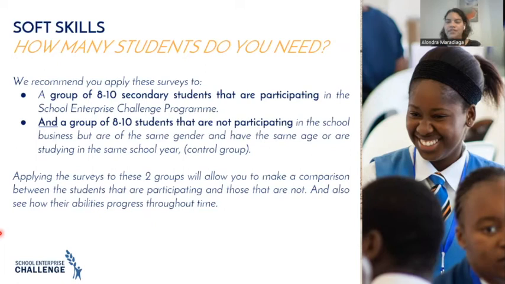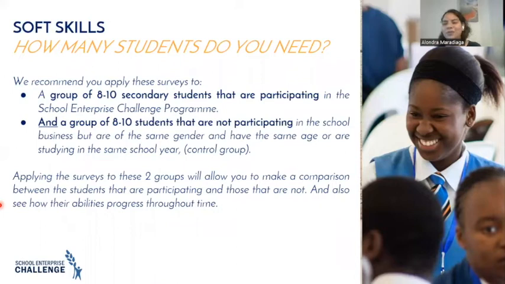If your group of students that are participating has 5 girls and 5 boys, then we recommend that your group of those that are not participating has a similar rate for gender, and then for age or the year that they're studying. So this is what we call a control group, a term that you're probably familiar with.